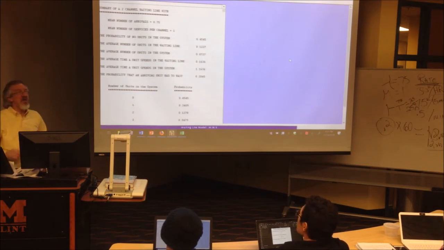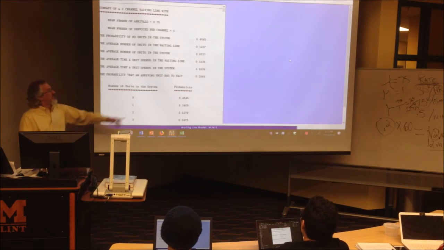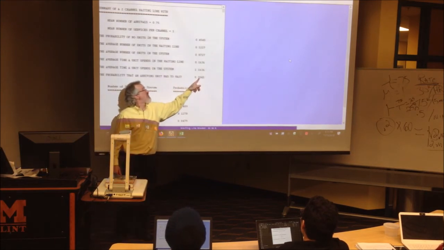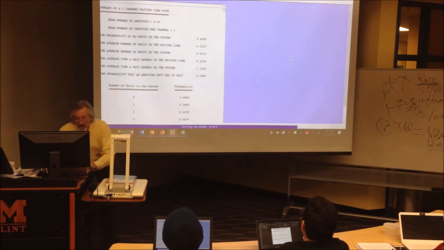We added a station. Our goal is to get that probability of a customer having to wait too long down. What's the probability a customer will have to wait? We got it down from 75% to about 20.5%, 0.2045. Look at the time.